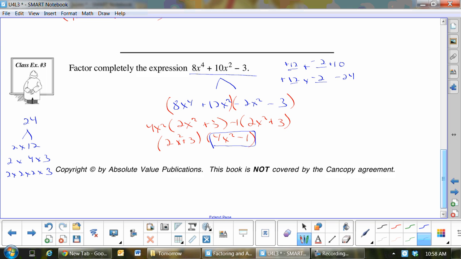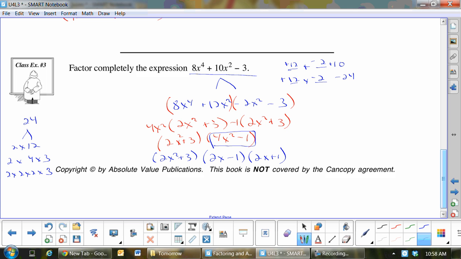Can I keep going with this? Is that a difference of squares? Yeah. Okay. So be careful on a test, especially all the written response. Did I go as far as I could? Okay. So this would be 2x squared plus 3. That's not going to go anywhere, but this would be 2x minus 1 and 2x plus 1.